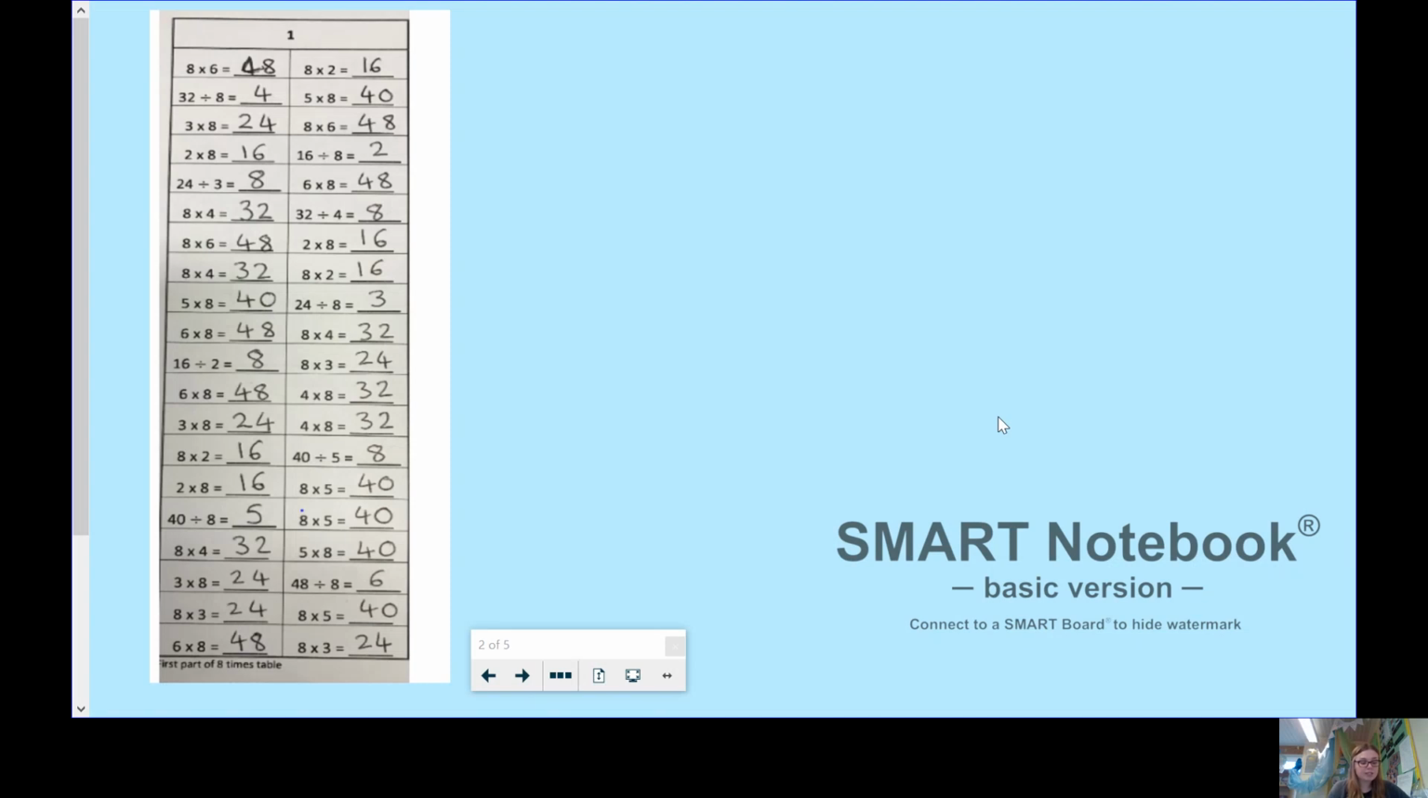8 times 4 is 32. 8 times 3 is 24. 4 times 8 is 32. 4 times 8 is 32. 40 divided by 5 is 8. 8 times 5 is 40. 8 times 5 is 40. 5 times 8 is 40. 48 divided by 8 is 6. 8 times 5 is 40. And 8 times 3 is 24.